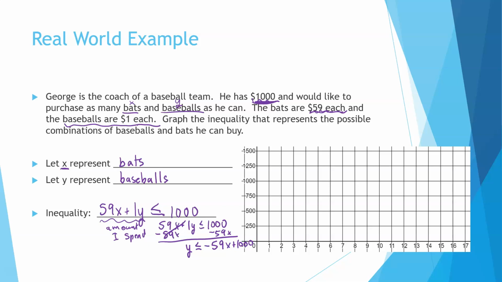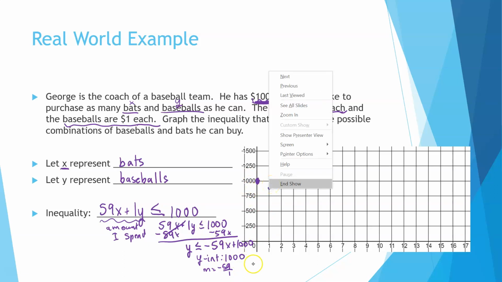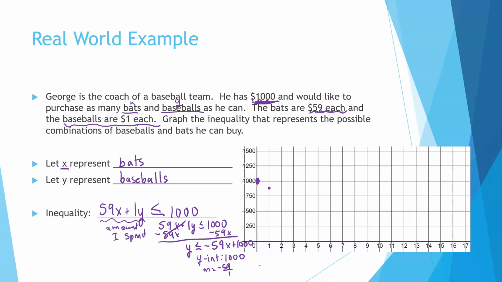Okay, so now that I have that, I could go, 1,000 is my y-intercept, so I plot a point there. This one's a little tricky because it says my slope is negative 59. So technically my slope is negative 59 over 1. Well, since I'm counting by 250s, that would be somewhere around here, but that's very generic. So that's not a great point.